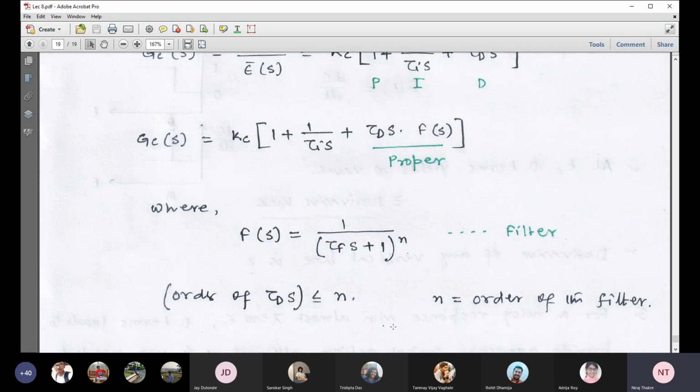N is the order of the filter. You have to decide depending on the numerator polynomial. But this is a condition: order of tau d s must be less than or equal to n. To make it proper, we have just multiplied one filter with the derivative term, and the filter transfer function is given here, 1 by tau f s plus 1 whole to the power n. N is the order of the filter. For this case, we can even consider 1 or 2. Fine.